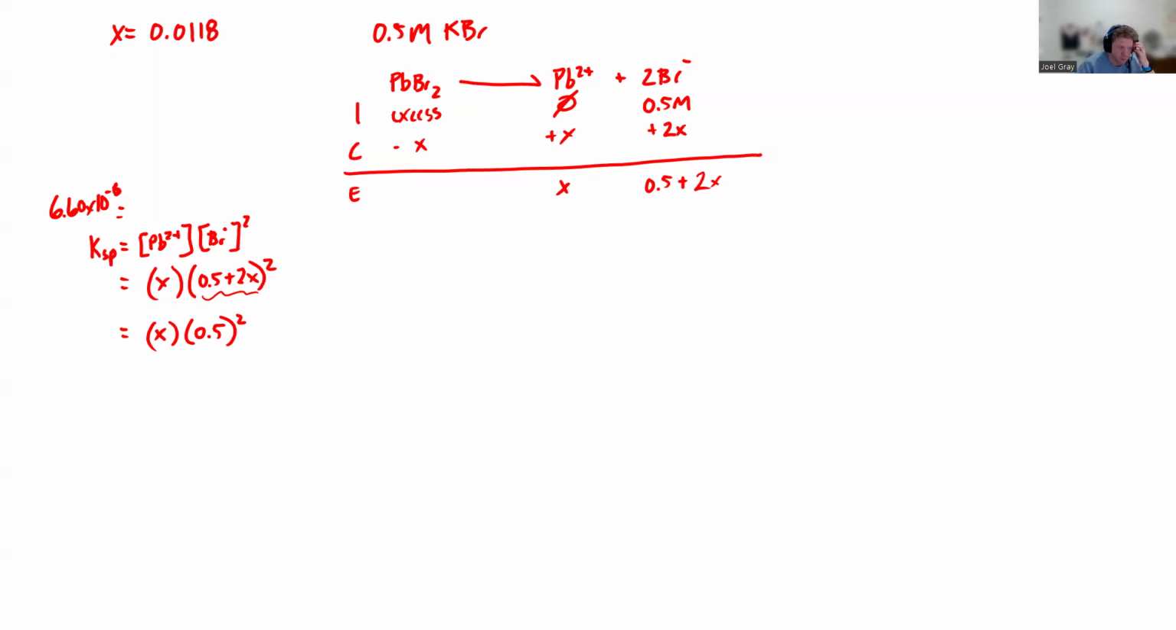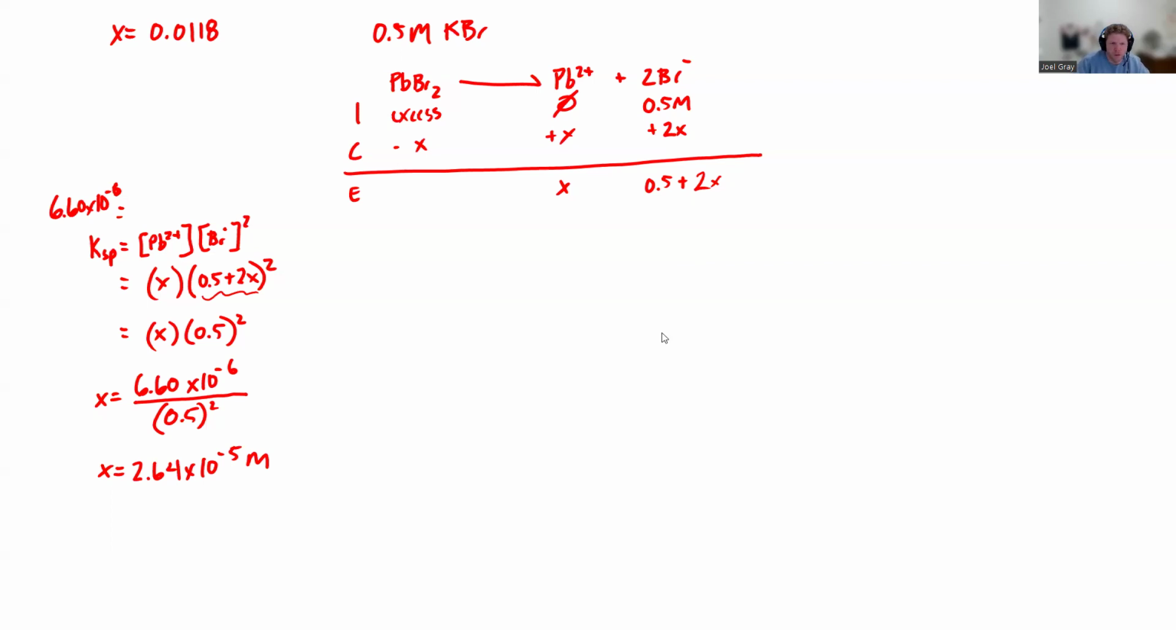Now, what we're going to do is plug all this in so that we can solve for x. We're going to rearrange this to be x is equal to 6.60 times 10 to the negative 6th over 0.5 squared. Now, after doing the math for this, you'll see that x is equal to 2.64 times 10 to the negative 5th molar. Okay, so that's the second part of our problem, the second chunk of it. Now, the third chunk of it.